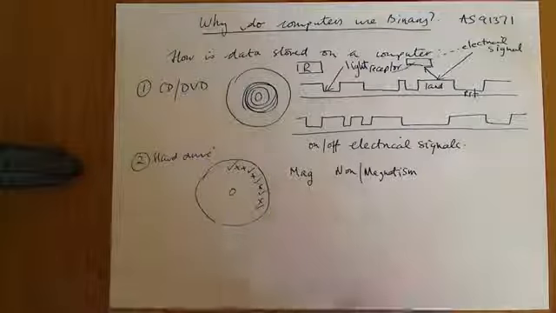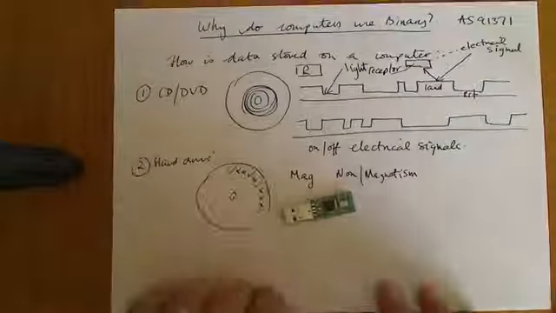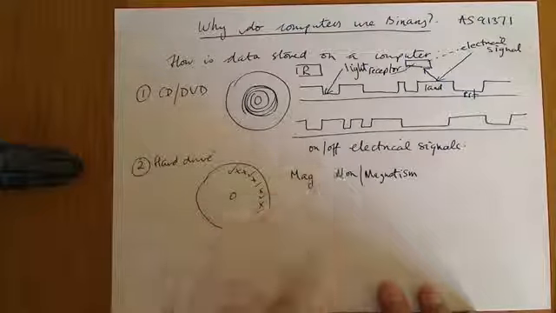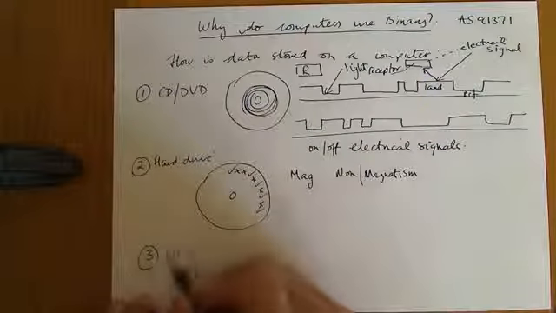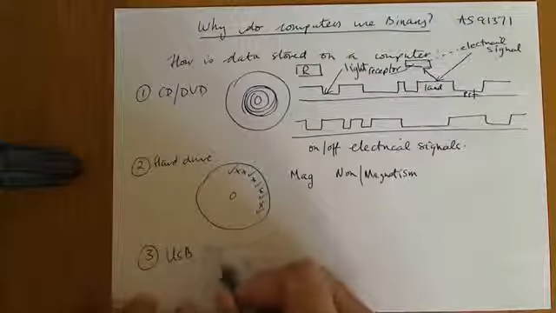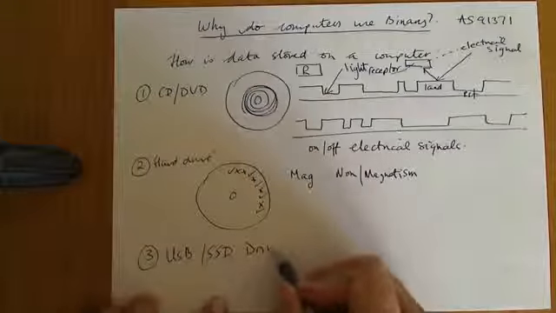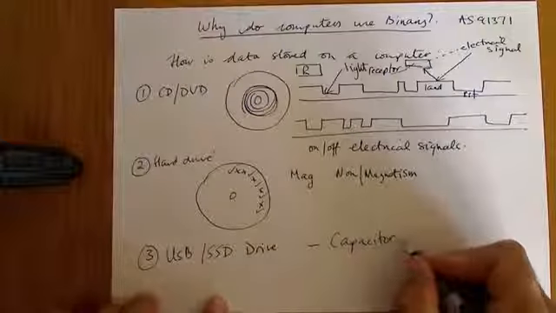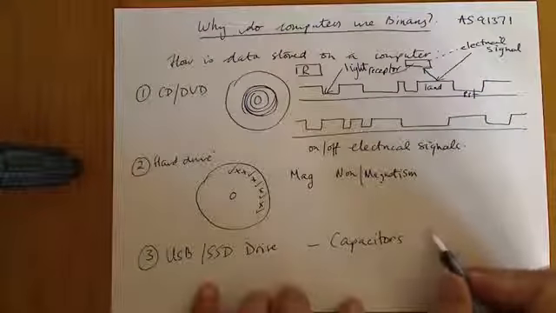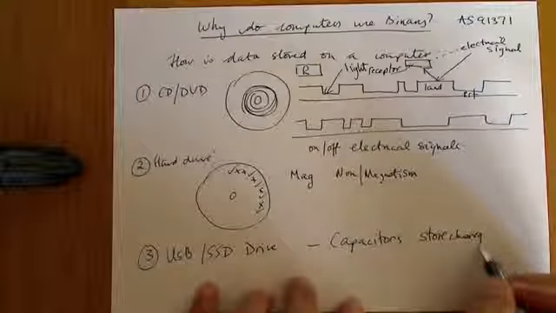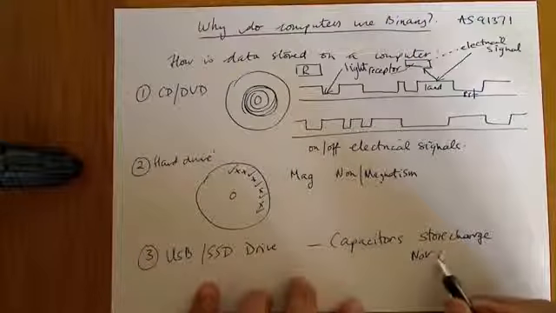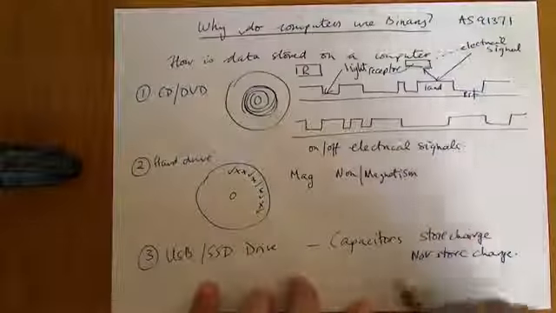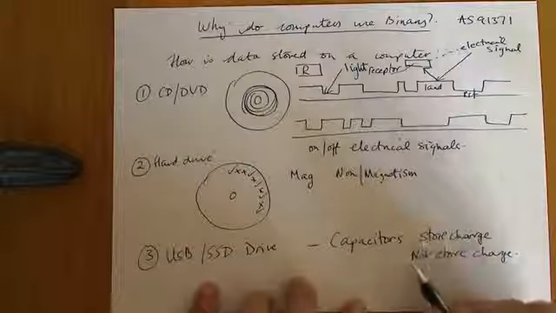And last of all, a USB drive. I've got one that's taken apart here. You can see there's a memory chip on the back there. That memory chip is actually a capacitor. So this is a USB or an SSD drive, and it's got capacitors on there. Now, capacitors are tiny electrical components that can either store a charge or not store a charge. And so, again, we end up with this. You've either got a charge or you haven't got a charge.